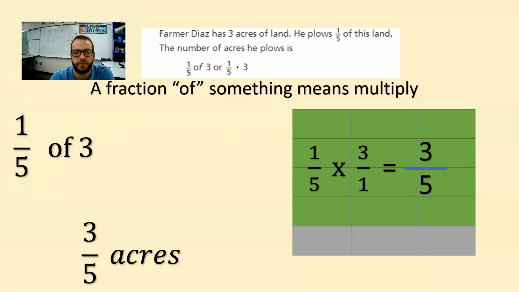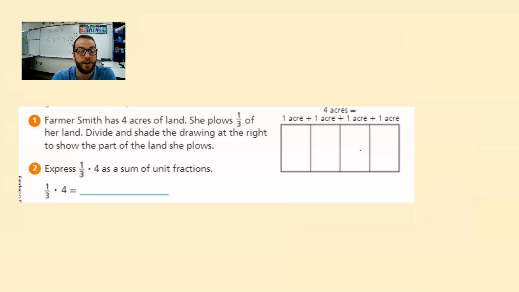Let's look at the next. So that was just the example. Let's look at the next question. The next question is about yet another farmer, but this is Farmer Smith, and he has 4 acres of land.